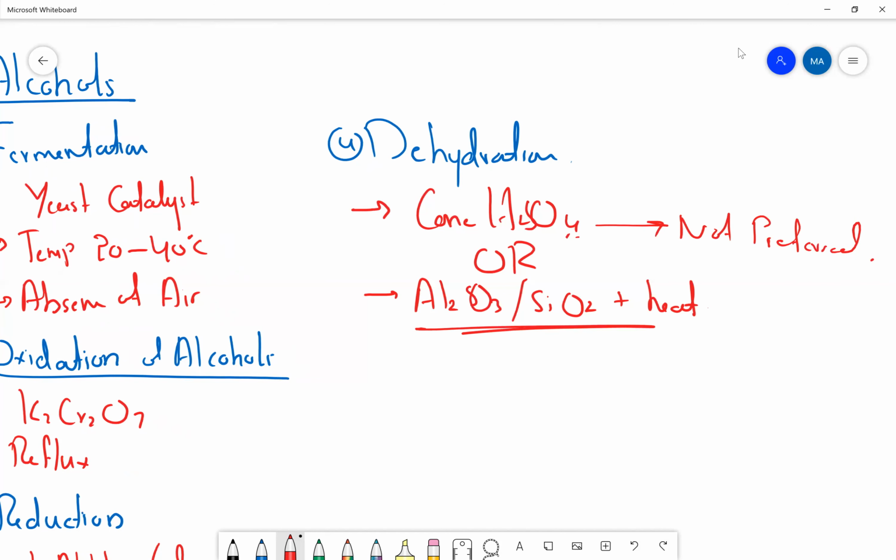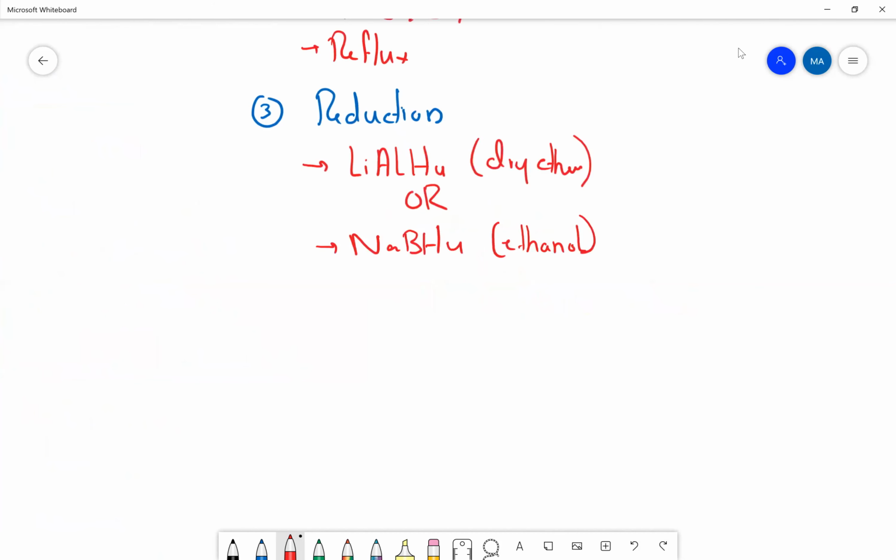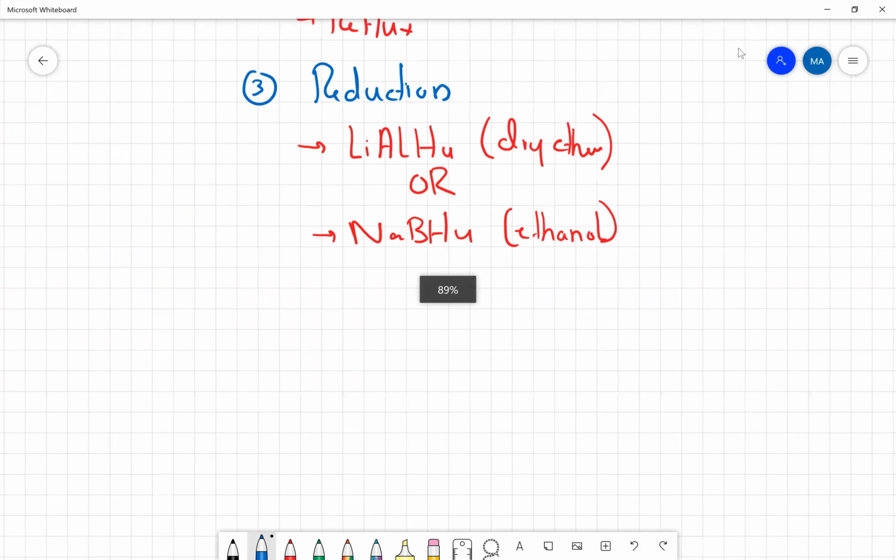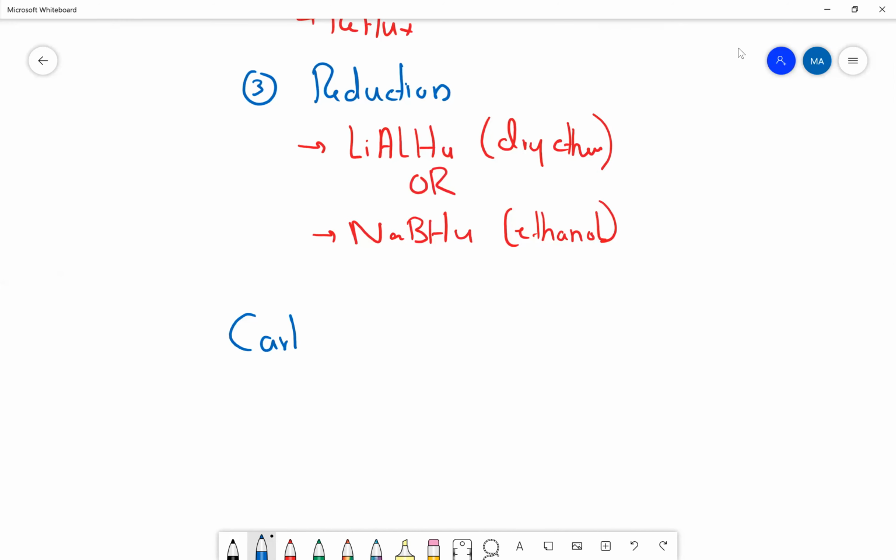It's better to go with either Al2O3 or SiO2. Now we are done with alcohols as well. The carbonyl compounds now. Aldehydes or ketones.